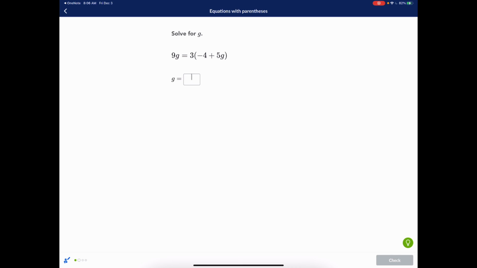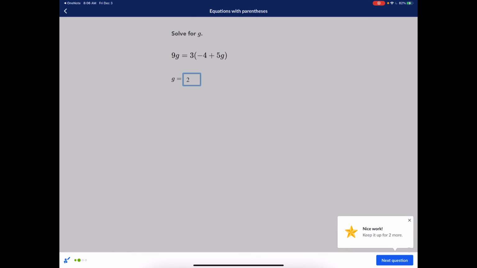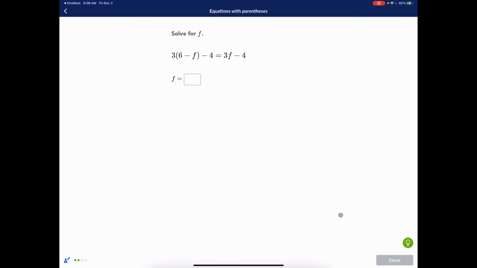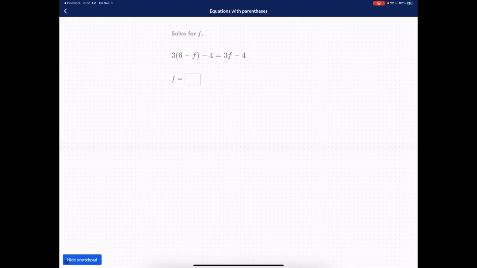So basically, all of these, what you have to do is you just have to distribute first. I want to see if there is one that has combining like terms. Oh, here it is. Okay. So let's take a look at this problem. Maybe I won't solve this one all the way through. I just want to show you guys the combining of like terms after you distribute. Okay. So let's try this problem here.